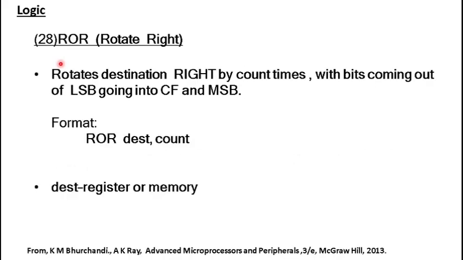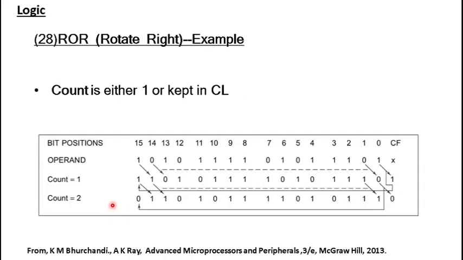And this is the format of ROR instruction. We have only one operand specified here, that is the destination, along with a count. The destination can be register or memory, can't be an immediate, and the count is either 1 or the value other than 1 is kept in the count register, that is the CL.